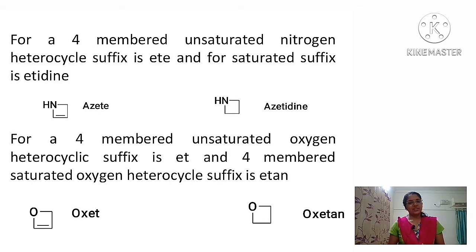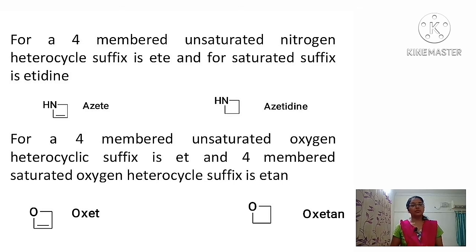So it can be named as azet for a nitrogen 4-membered unsaturated heterocyclic compound, and azetidine for a 4-membered nitrogen saturated heterocyclic compound. Again, coming to the 4-membered oxygen heterocyclic compound, in the 4-membered oxygen heterocycle also, it can be unsaturated and saturated. If it is an unsaturated oxygen monoheterocyclic compound, the suffix for the ring size is et. And for the saturated oxygen heterocyclic compound, it is etan.